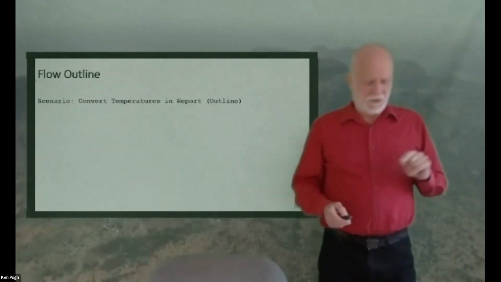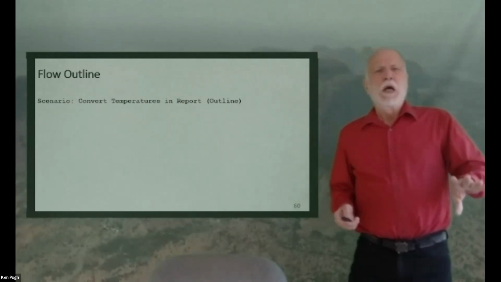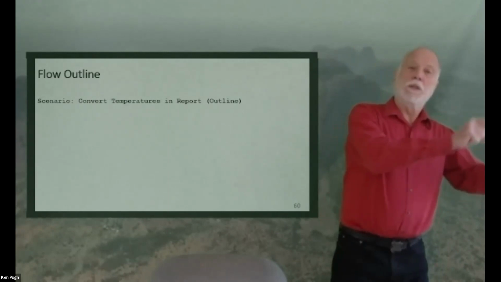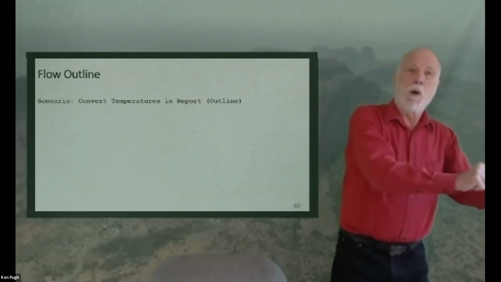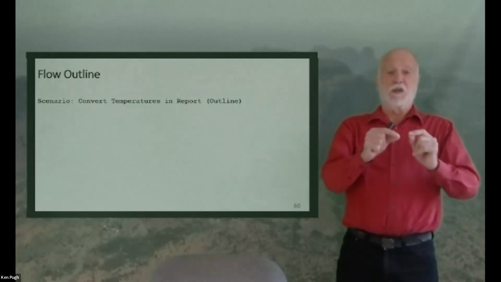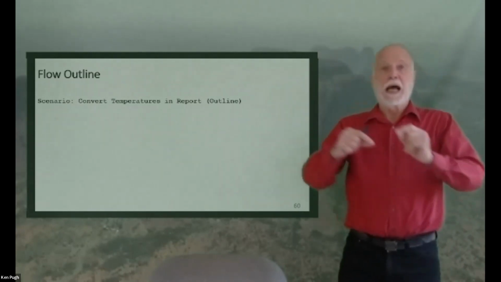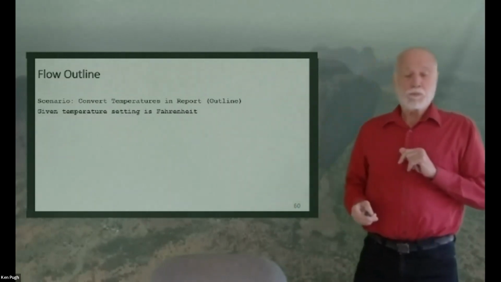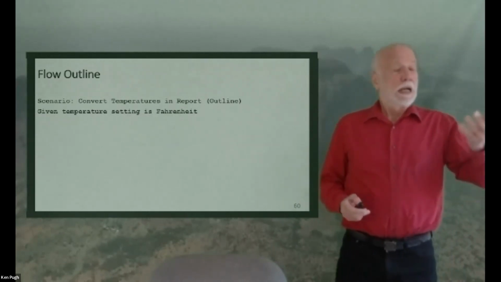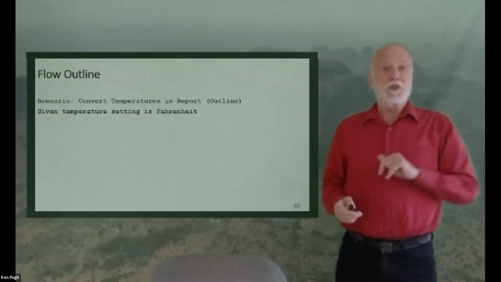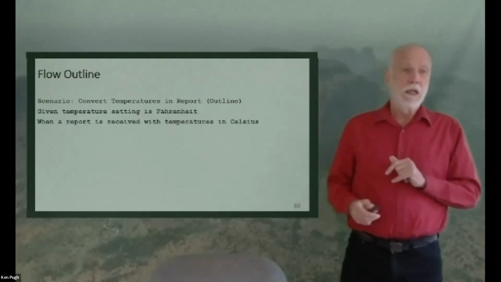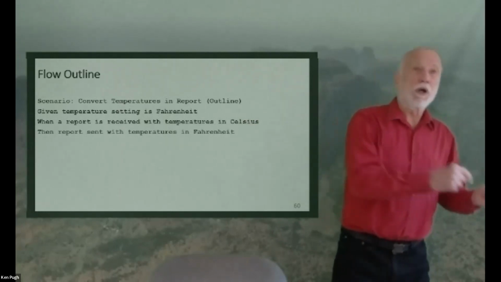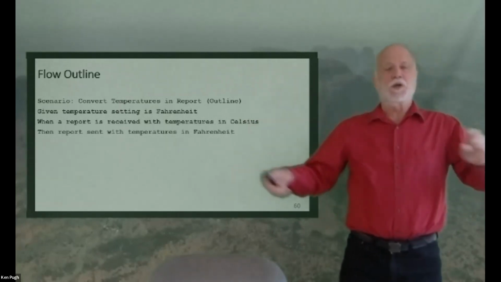So here's an outline of the flow. Yesterday, we talked about converting temperatures. And then I showed our flow was taking a report, converting all the temperatures in the report from Celsius to Fahrenheit and outputting the report. So if we looked at this in just the flow sequence, our user gets to set a temperature setting, either Fahrenheit or Celsius. When his report is received with the temperature in Celsius, then the report gets sent out and every Celsius temperature gets converted to Fahrenheit.